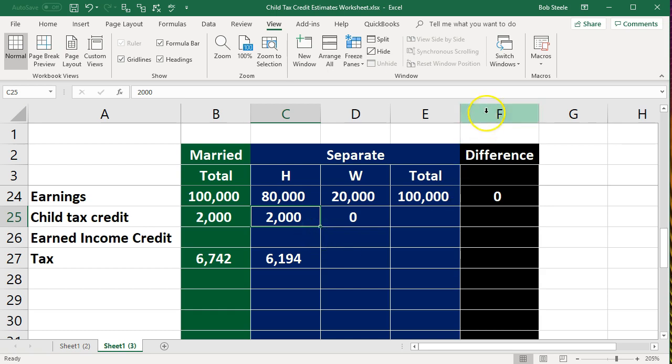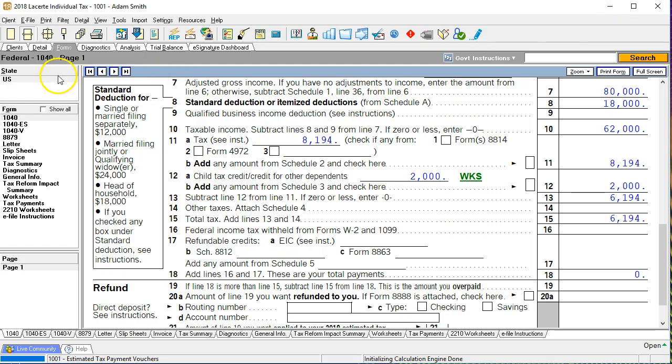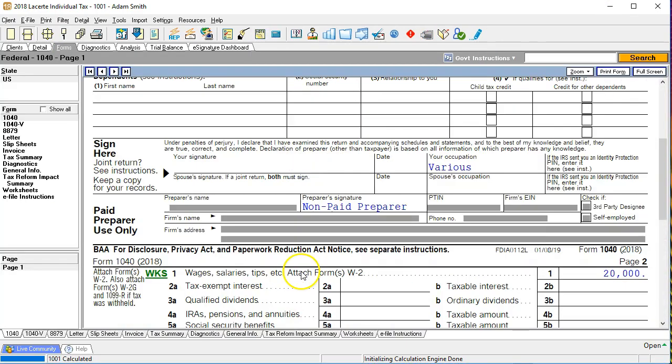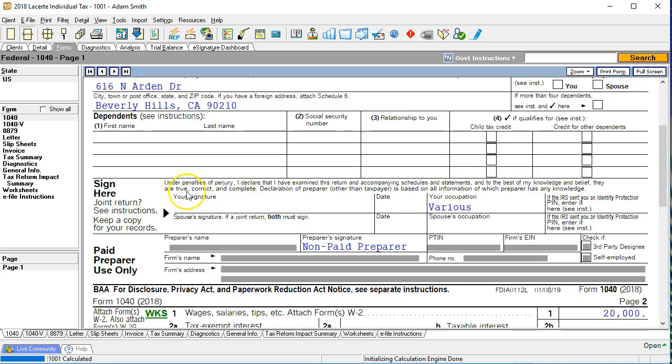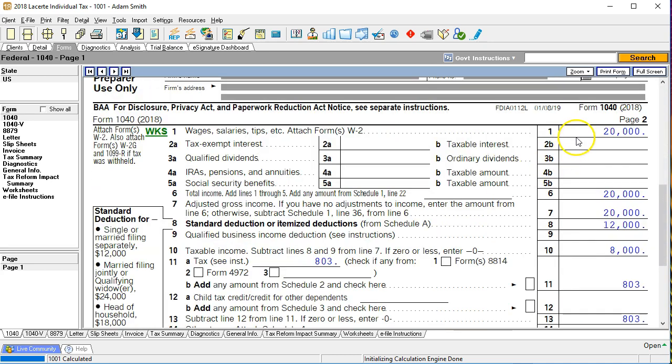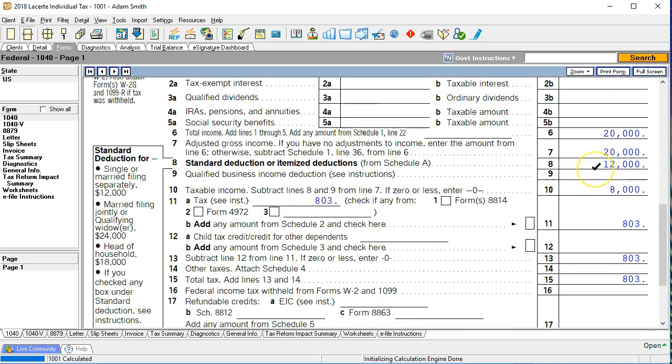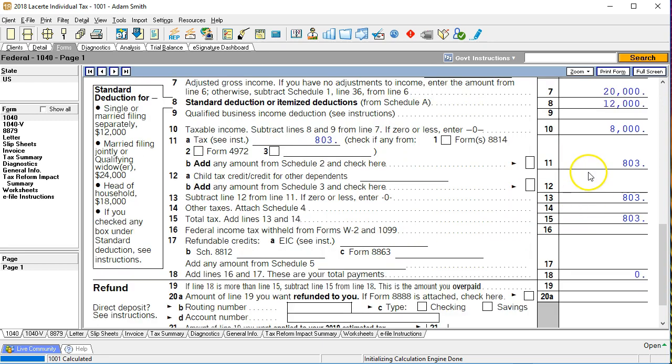So now let's go to the other side and ask, what would happen to the other tax return? With the second tax return, we're going to say that they're single status, not head of household, and again we're just going to keep the same name and use the same tax return. Then we scroll down, and now there's 20,000. The standard deduction is only 12,000 rather than the head of household 18,000. Then we have the taxable income of 8,000, and that gives us the tax of 803. And then we don't have the child tax credit.